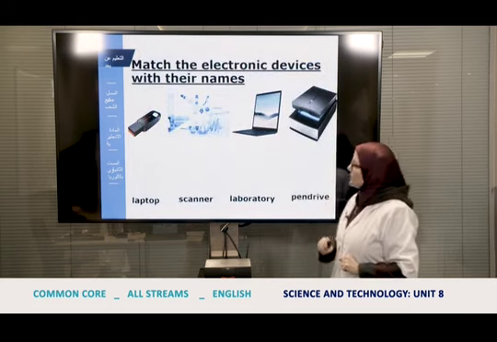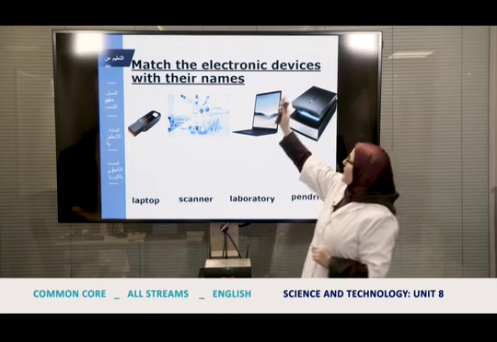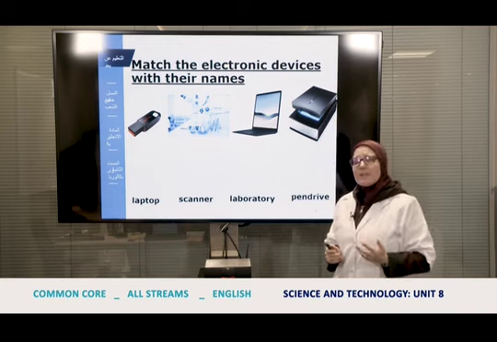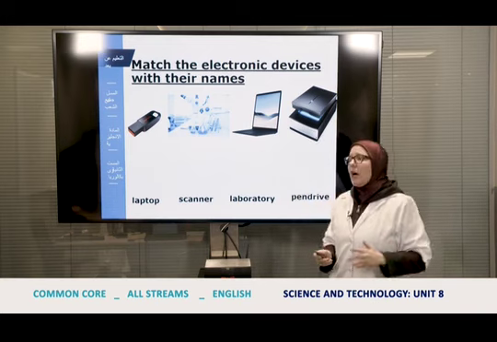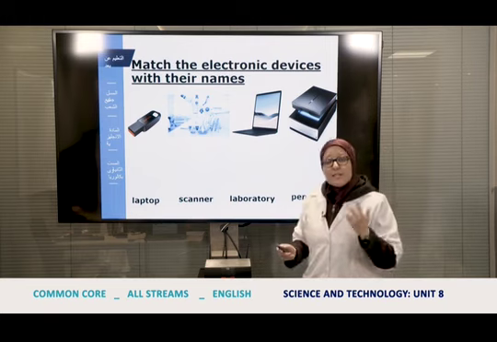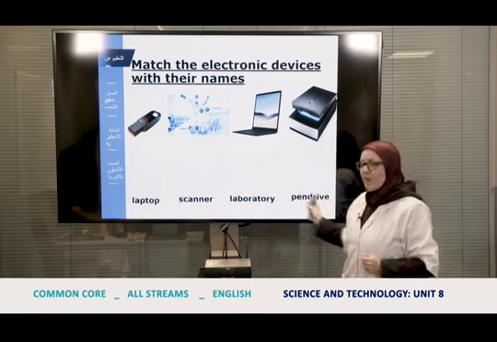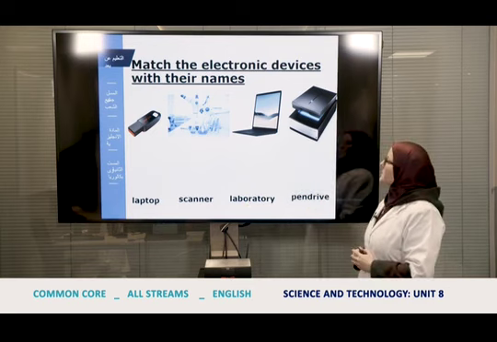So let's move on. In this exercise, I'd like you to match the electronic devices with their names. Of course, when you say the word device, we can say, for example, a mobile phone is a device. A calculator is a device. So all of these are devices. So I'd like you to match them along with their names. And I give you just a few seconds to reflect on the exercise, please.